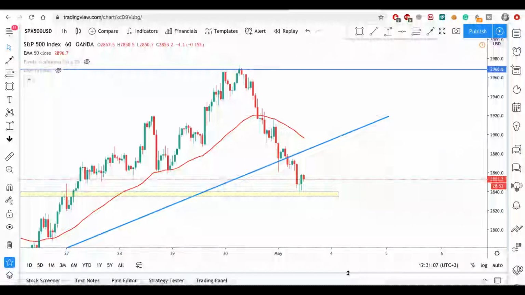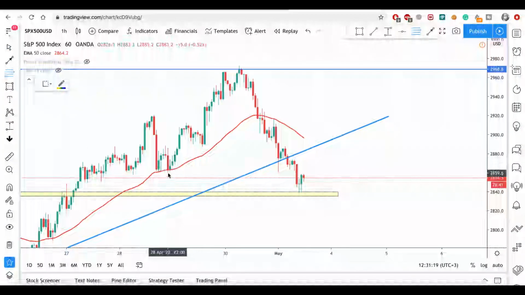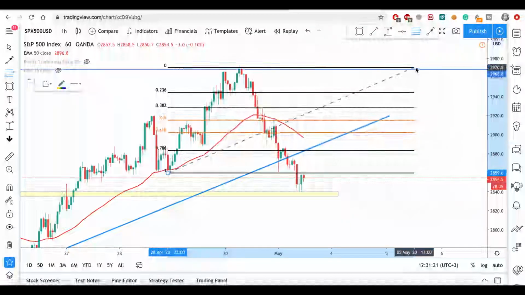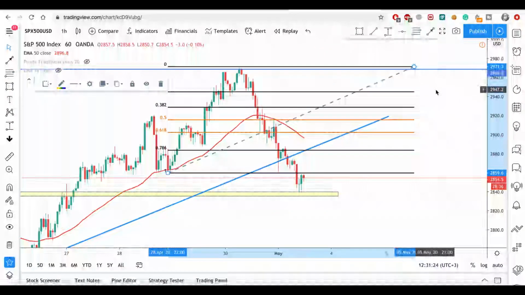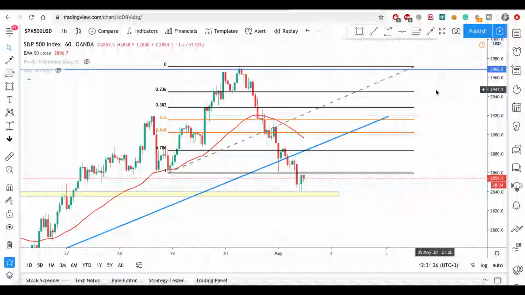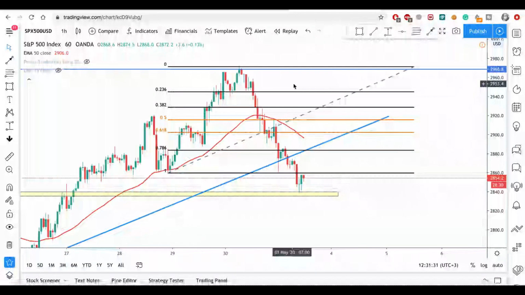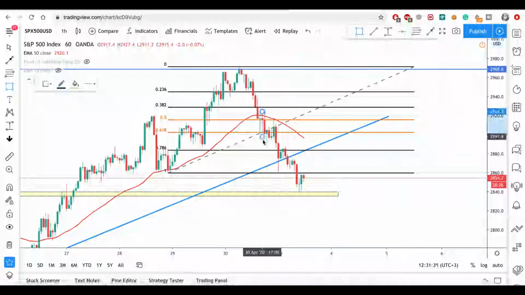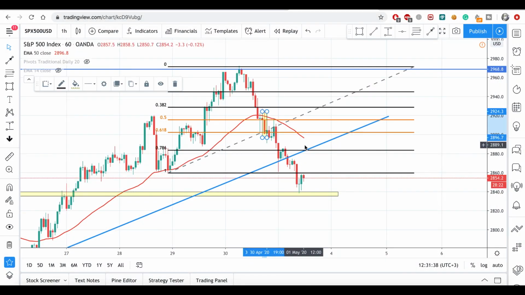Here's SPX 500, again 1 hour time frame. As you can see, price is in an uptrend here. So let's draw our Fibonacci. Boom. So as you can see, price rejected the 0.5 Fib level and the 50 EMA right here, which gives us more confidence to enter the trade short.